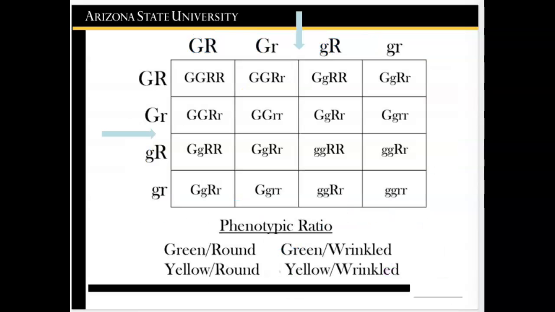So how did we get to 9 to 3 to 3 to 1? First, we set up a 4x4 grid. Next, we assign each possible gamete and allele combination to the parent rows, mom for the rows, dad for the columns, and then we fill in the table. Each row has 4 squares, so the parental genotype for that row fills in all 4 squares. Each column has 4 squares, and the parental genotype for that column fills in all 4 squares. Each F1 possible offspring combination is now created.